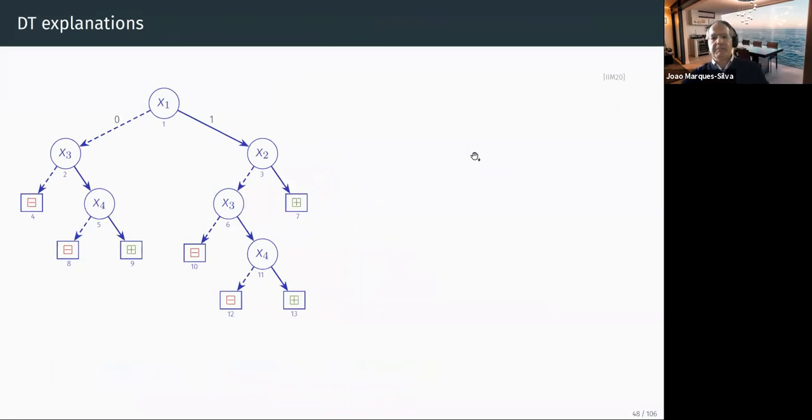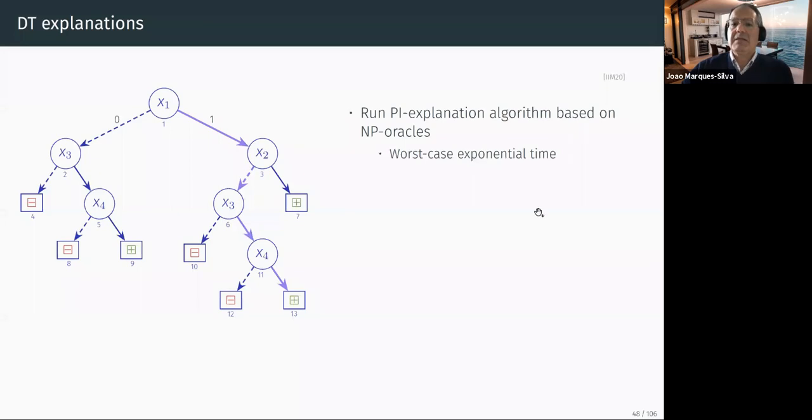Okay, so let me give you a little bit more insight. So how do we compute explanations? An easy way to compute explanations would be, well, I explained to you how this could be done several slides back. We just encode the problem in logic and, in this case, we could use a SAT oracle. Worst case exponential time, but it can be done, okay?